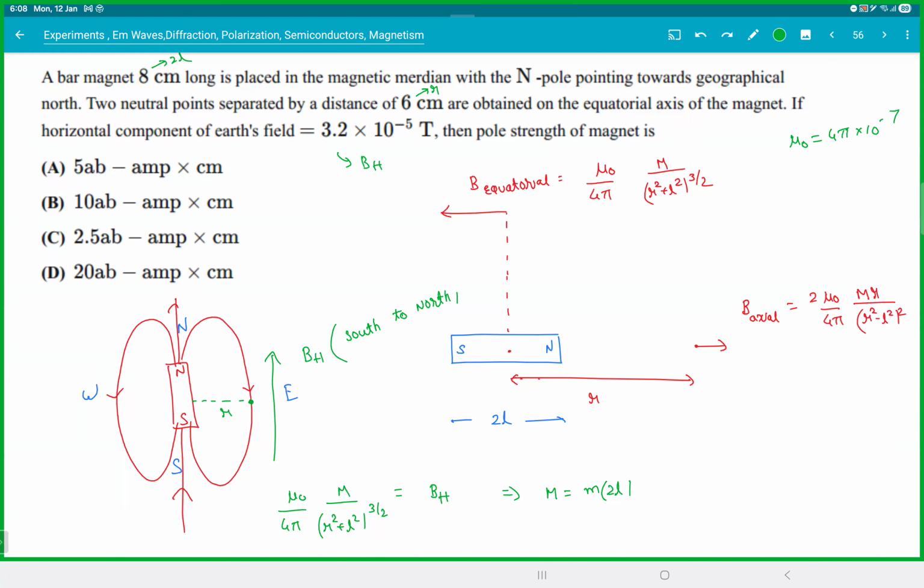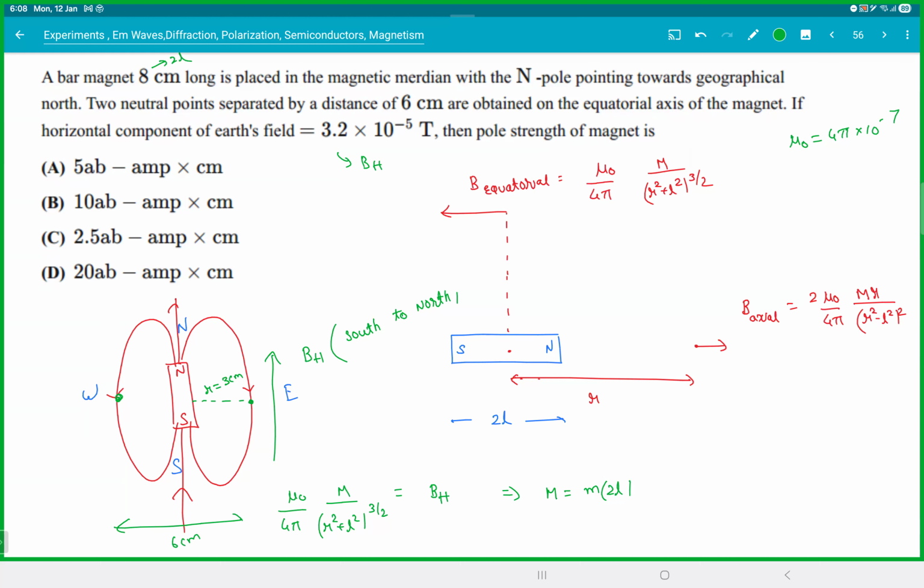You're separated by a distance of 6 centimeters. Okay, so this is r by 2. No, this is 2r. The r is actually 3 centimeters here. You said two neutral points, na? So this point and this point are neutral points. He took this as 6 centimeters. So r is 3 centimeters actually.